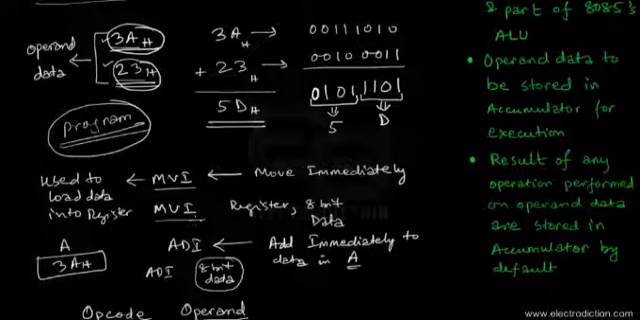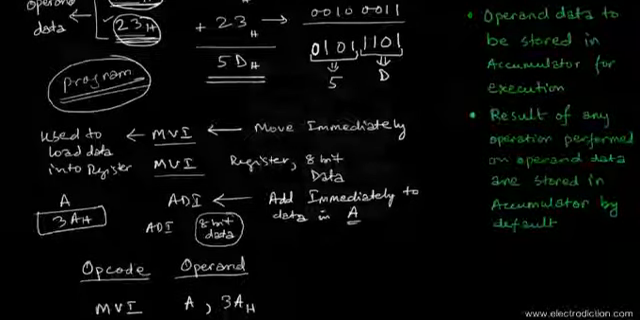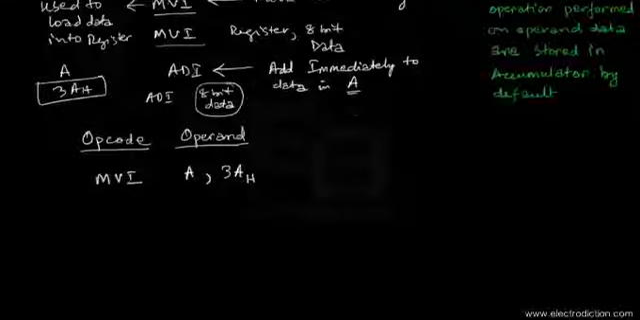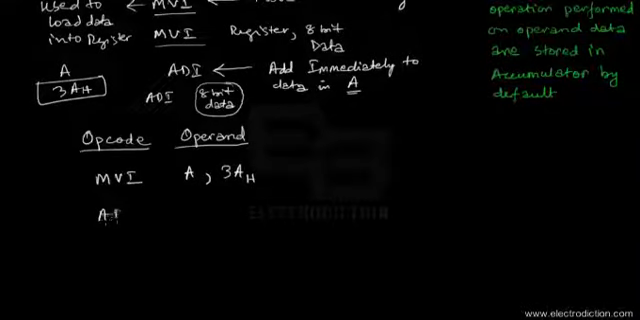So if we write 23H in place of this 8-bit data, we can execute the addition process. Alright, so we're going to do that over here. So ADI, we're going to write here 23H, and then finally stop our program over here. So that just brings an end to our program.